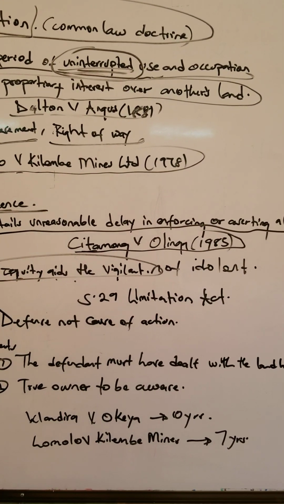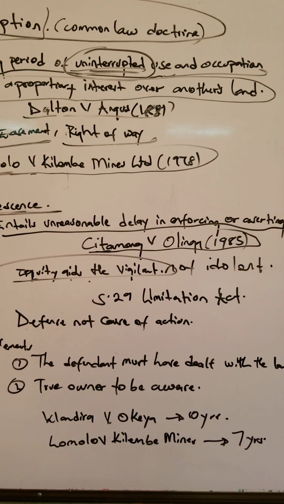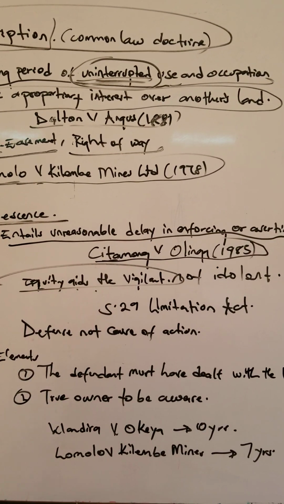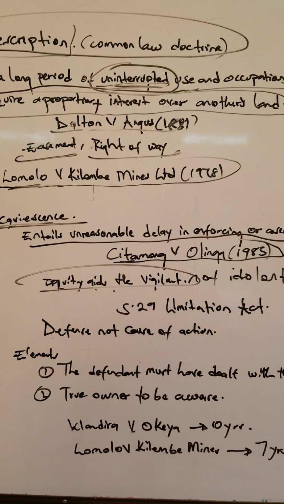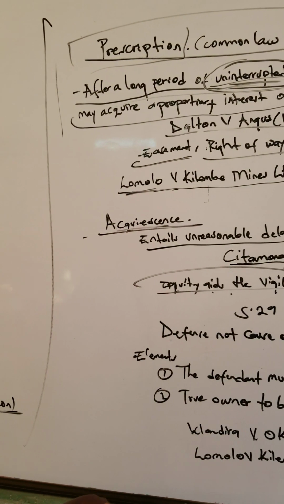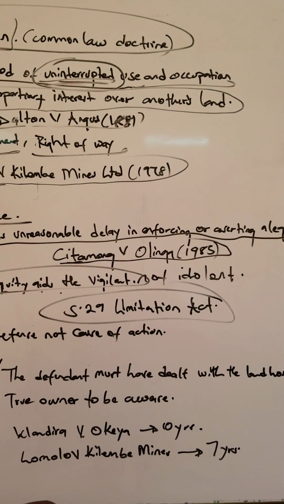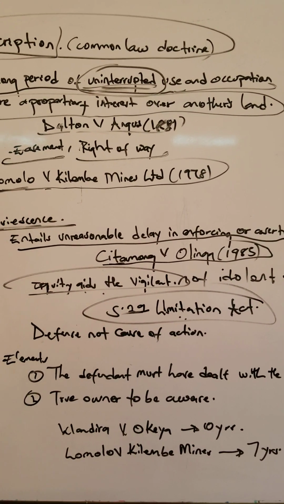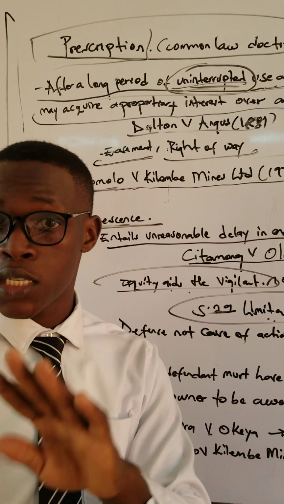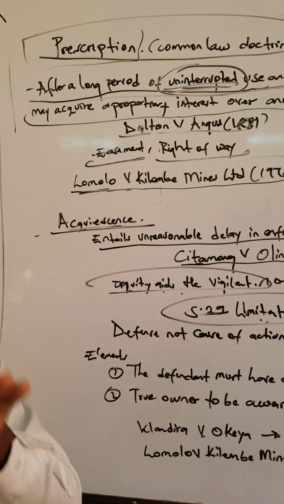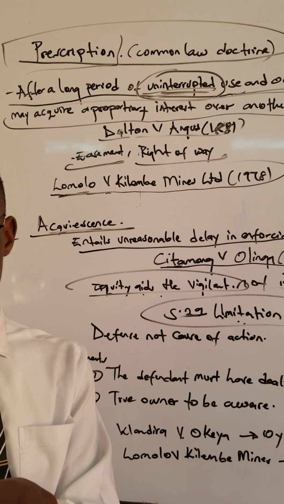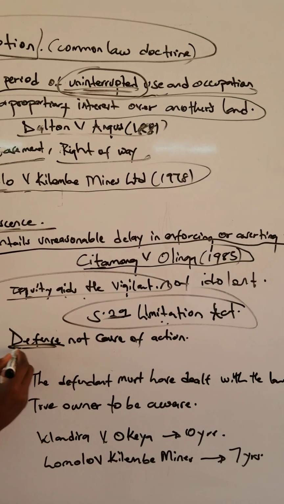This case talks about acquiescence, whereby if somebody fails to ask for his right in a particular piece of land or to claim his interest in land, basically he loses that interest in land. You relate it to Section 29 of the Limitation Act. Also know that acquiescence, unlike adverse possession, is a defense, not a cause of action. For adverse possession, it may be a cause of action. But for acquiescence, it is only a defense, not a cause of action.